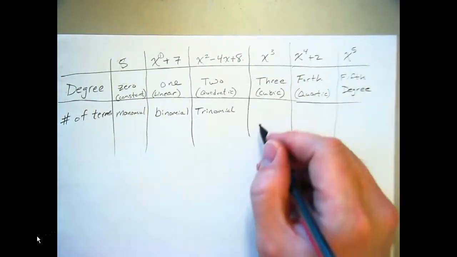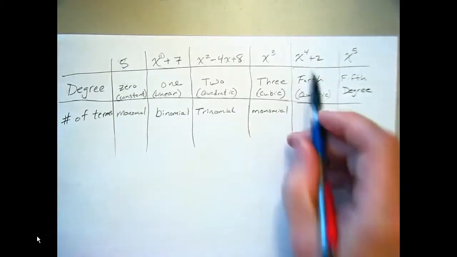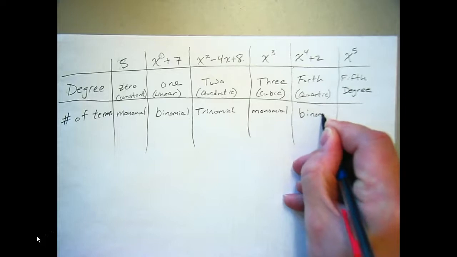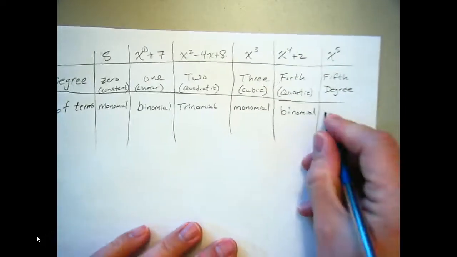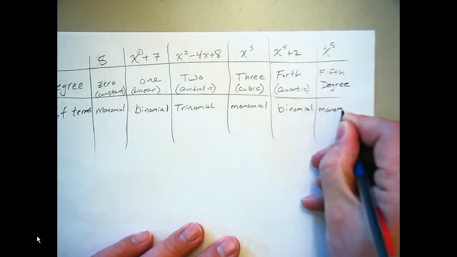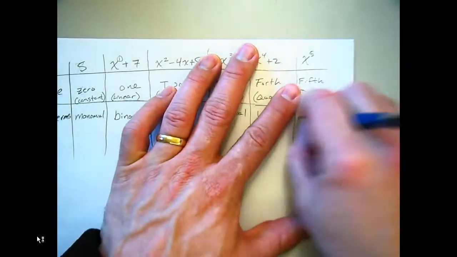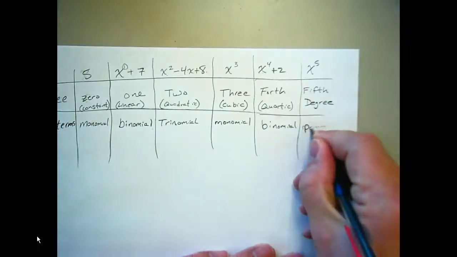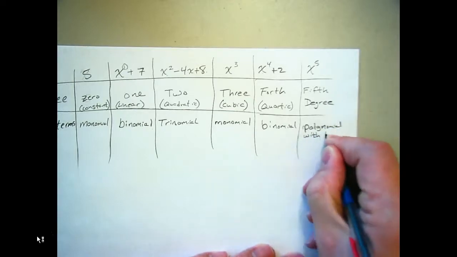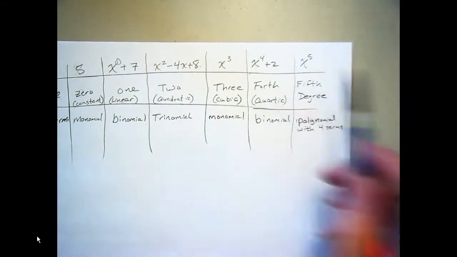Okay, how about this one? 1 term. This is a monomial. How many terms? 2. How many terms? 1, so we call it a monomial. Since we have a little extra room here, I'm going to get rid of this monomial. We're going to make this into a polynomial with 4 terms.